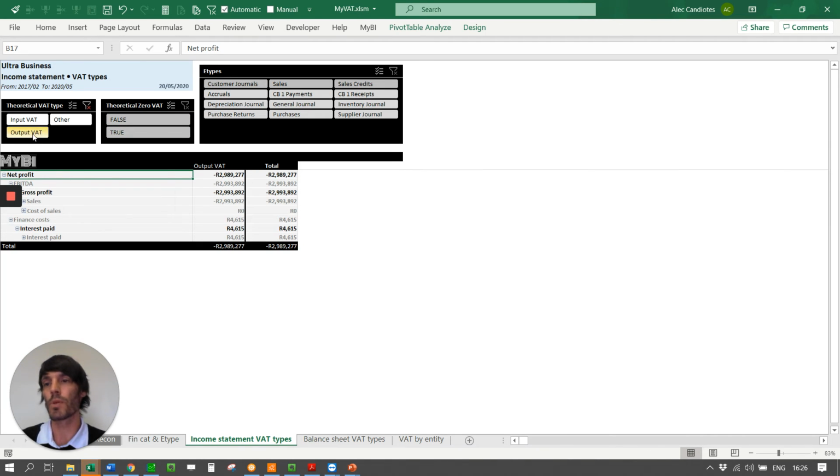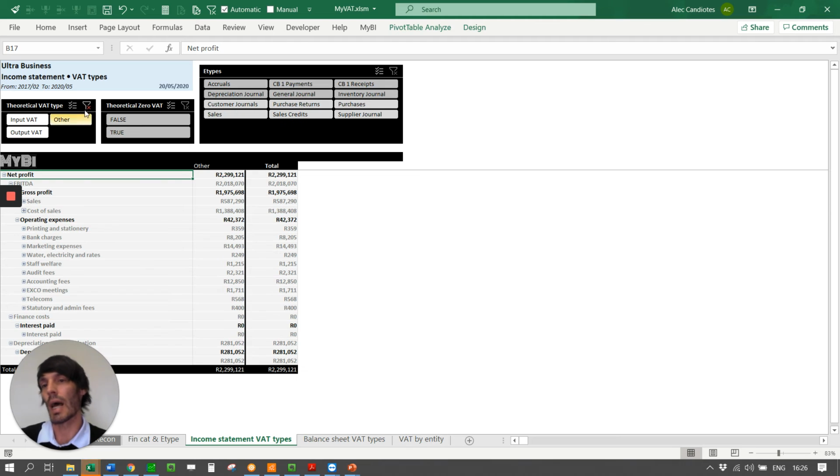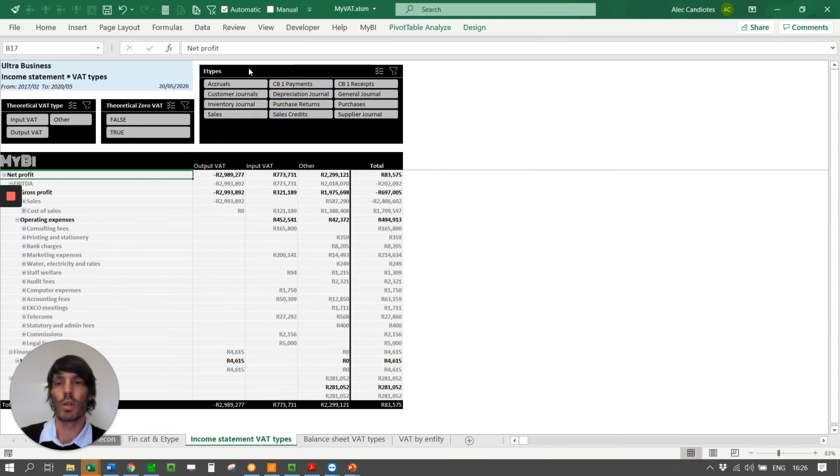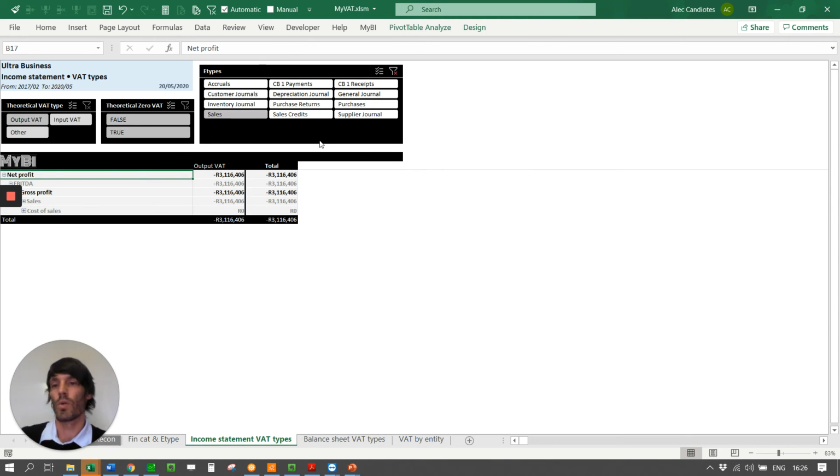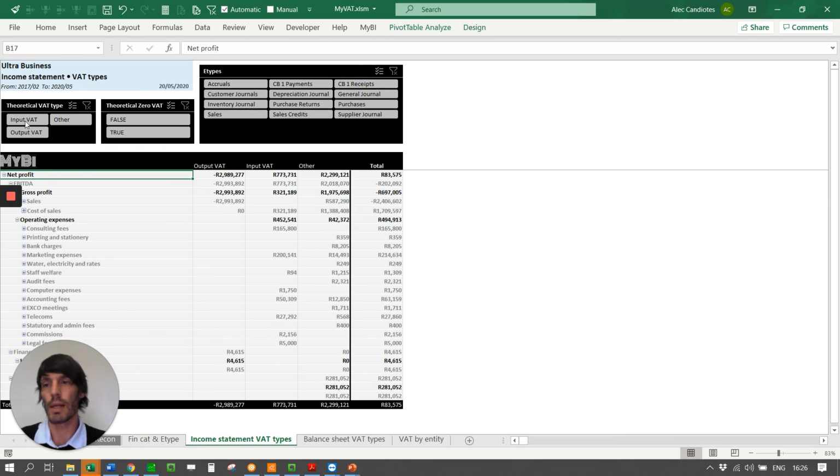I just want to look at my outputs. I just want to look at my inputs. I want to look at other. Then I also just want to look at my e-types. I just want to look at sales or sales and sales credits. That's the kind of thing that it helps you quickly and efficiently look at. Again, you can drill on any value here.